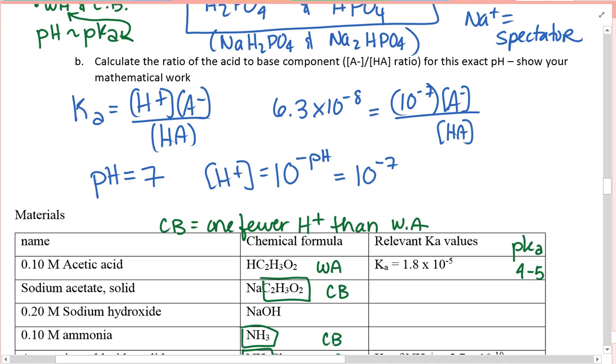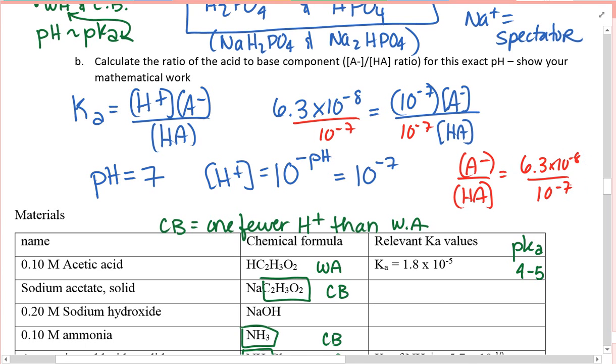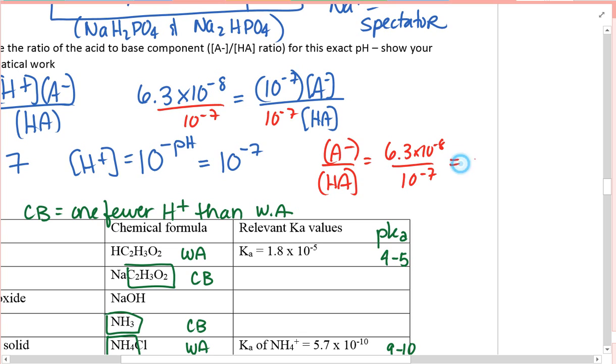So I want to isolate this fraction right here. I'm going to divide both sides by 10 to the negative 7, and I'm going to end up with my A minus to HA ratio being 6.3 times 10 to the negative 8th over 10 to the negative 7, which ends up being, I think, 0.63, right? So like 0.63 to 1. Because this would be 0.63 times 10 to the negative 7th, and those would cancel out. Okay, so what that means is you need this many A minuses for this many HAs.